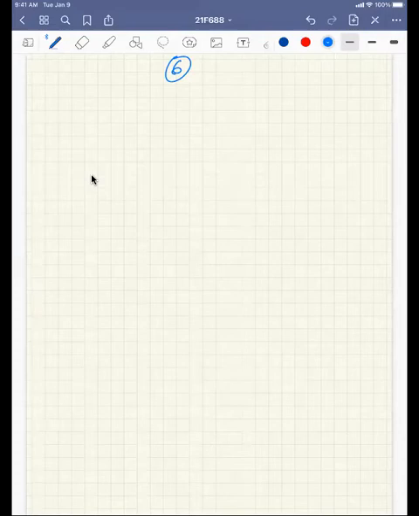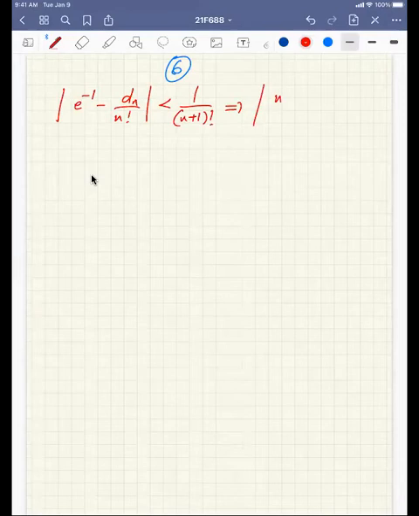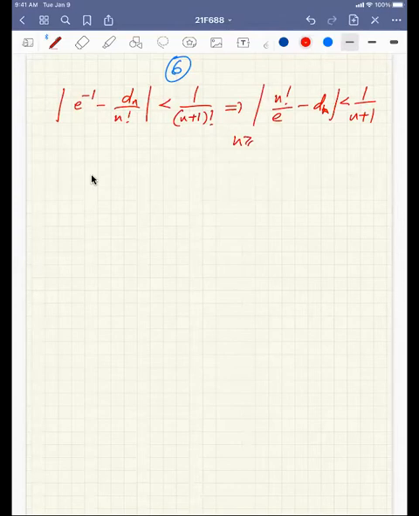Now that formula can be used to say something more, and I give the details in the book, but I'll leave it to you to prove that the absolute value of e to the minus 1 minus dn divided by n factorial is going to be less than 1 over n plus 1 factorial. And from here, we get that n factorial over e minus dn is going to be less than 1 over n plus 1. I think this is for n greater or equal to 2.